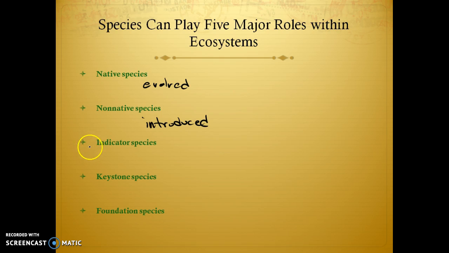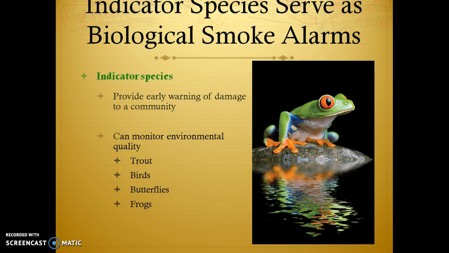Then we get into the three important roles that species can play within an ecosystem, and not all species will fall into one of these categories, but some species are what we call indicator species. An indicator species is a species that is particularly sensitive to environmental quality, meaning if the environmental quality is harmed in some way by pollution or by human development, then they're the first species to suffer. So they provide us early warning of a community that's being damaged. So they can be used by environmental scientists to monitor environmental quality.